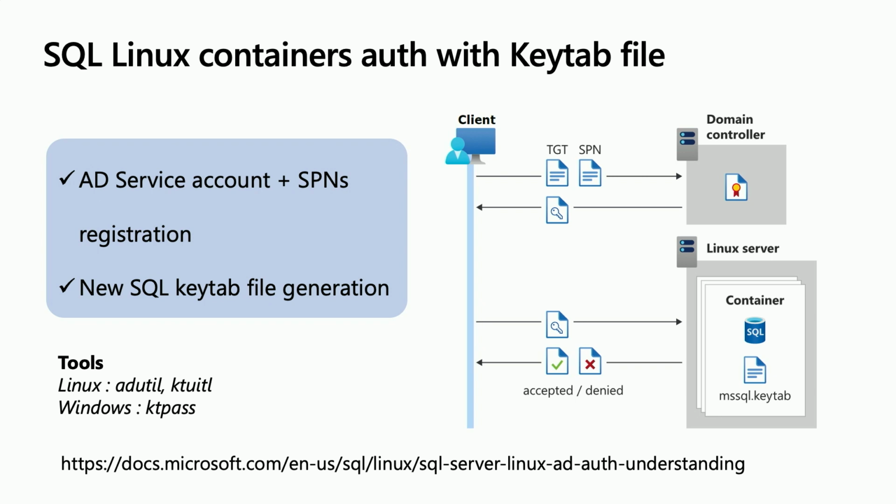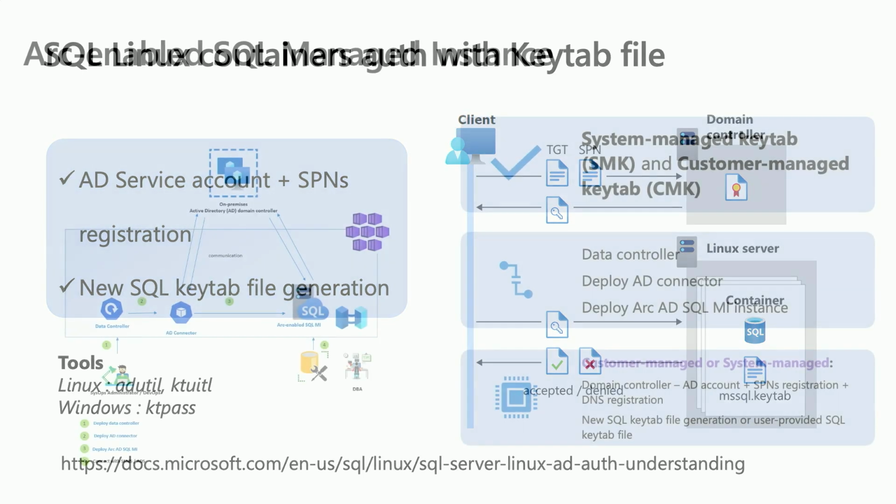Speaking of which, the Keytab file is a cryptography file containing service principal and host names. So we need an AD account and register SPNs under that account. Then we can use tools such as adutil, ktutil in Linux, or ktpass in Windows to generate the Keytab information based on the provided AD account SPNs and the DNS host information.